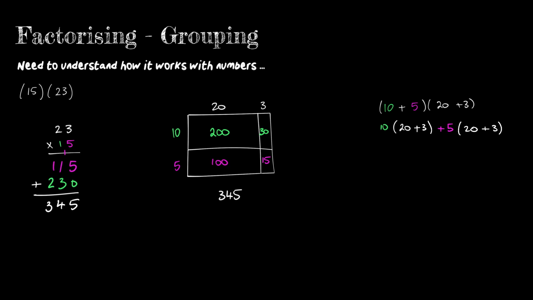Okay, so it's the exact same as what we did earlier. So 10 times 20 gives you 200. 10 times 3 gives you 30. 5 times 20 gives you 100. And 5 times 3 gives you 15. So you can see there what we're going to end up with is 100 plus 200 is 300, 300 plus 30 is 330, 330 plus 15 is 345. Okay, so that's just 3 different ways of representing how we do long multiplication, and you can see them there.